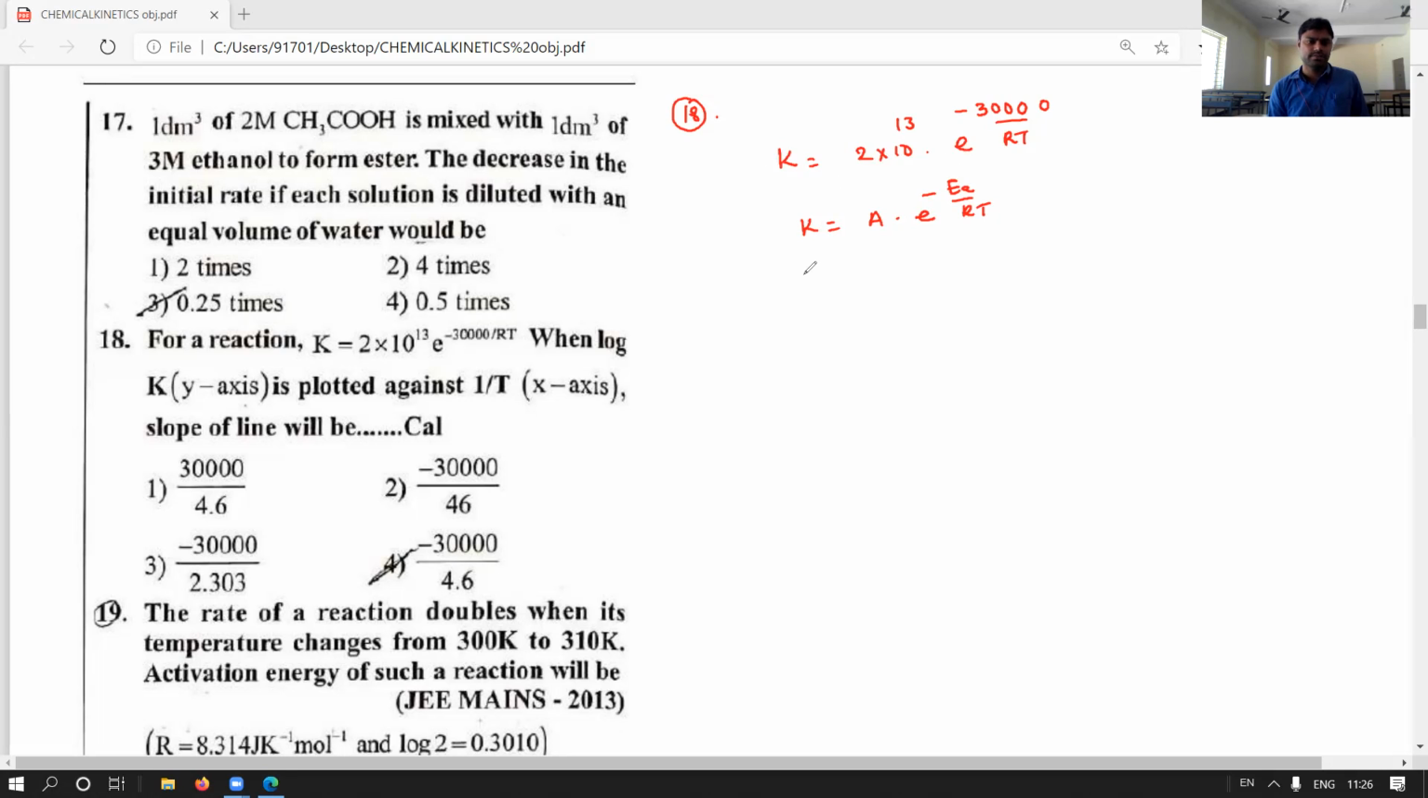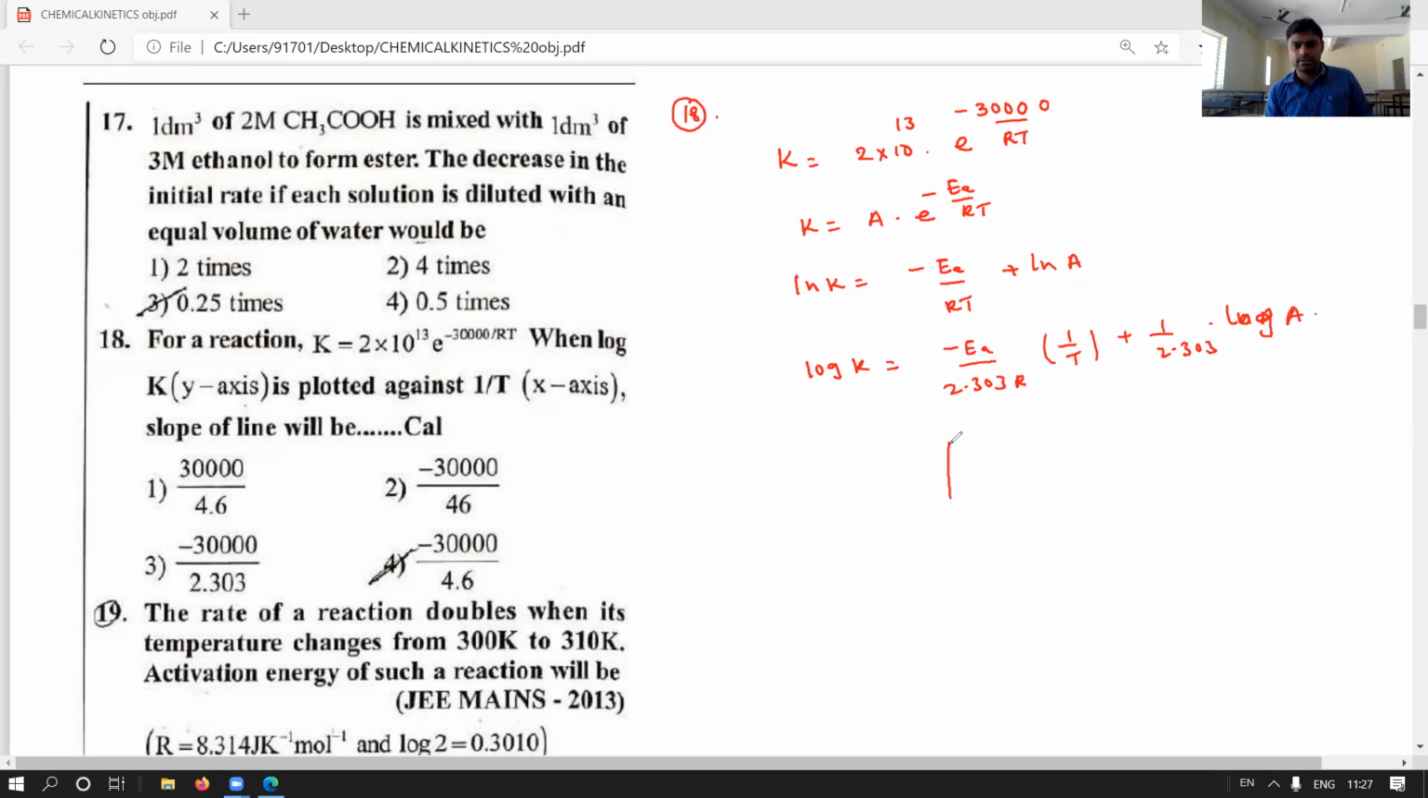So for this equation, they ask about the slope. What is the slope? For this equation, ln K is equal to minus EA by RT plus ln A. Then log K is equal to minus EA by 2.303 R into 1 by T plus 1 by 2.303 into log A. So this equation we have to make into a graph.